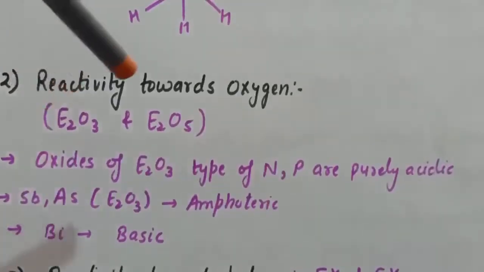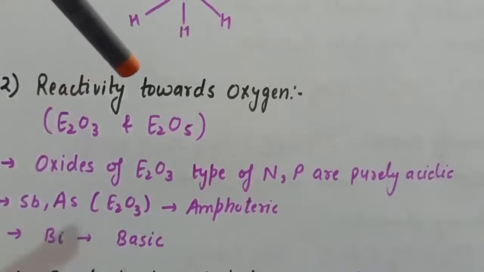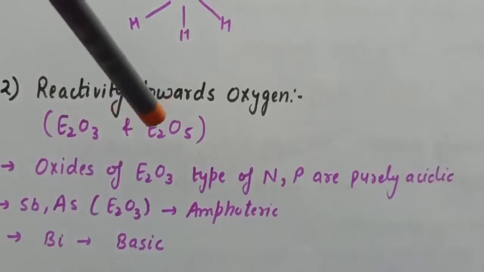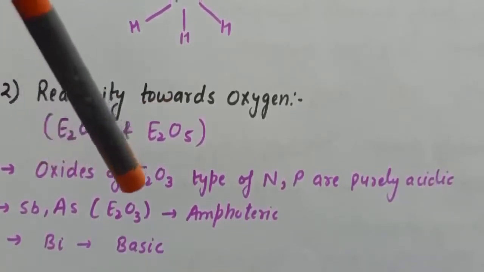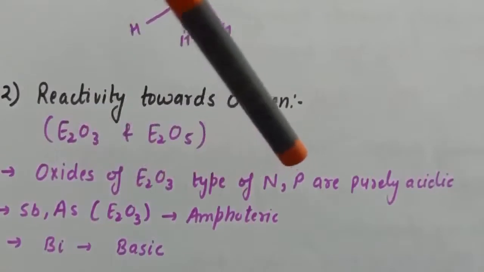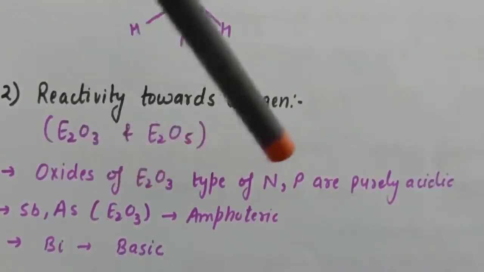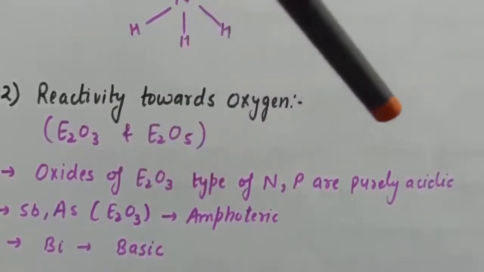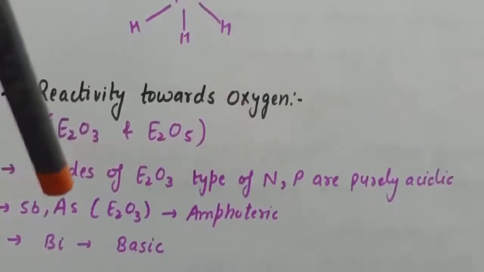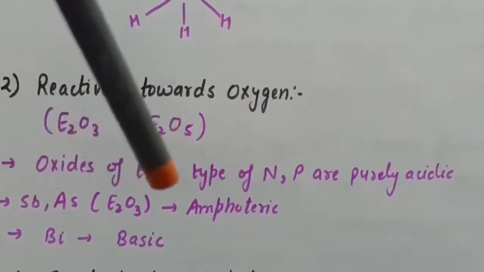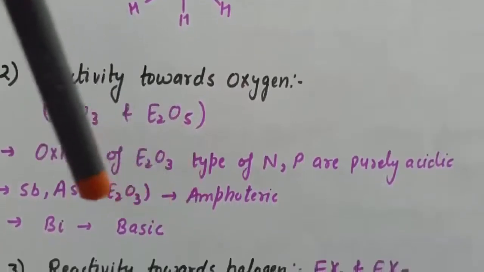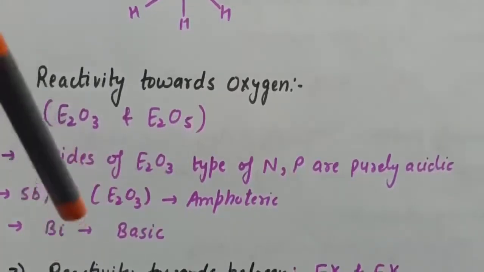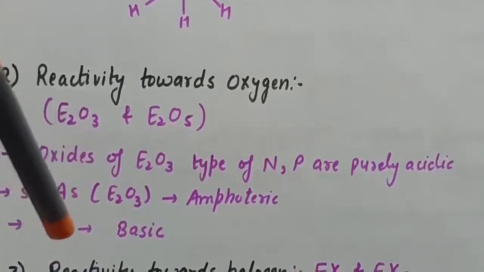Next is reactivity towards oxygen. All these elements form two types of oxides, either E2O3 type or E2O5 type. Oxides of E2O3 type of nitrogen and phosphorus, that is N2O3 or P2O3, are purely acidic, whereas for arsenic and antimony this type is amphoteric, and for bismuth the E2O3 type of oxide is basic in nature. Bismuth is a metal, and the oxides of metals are basic in nature.